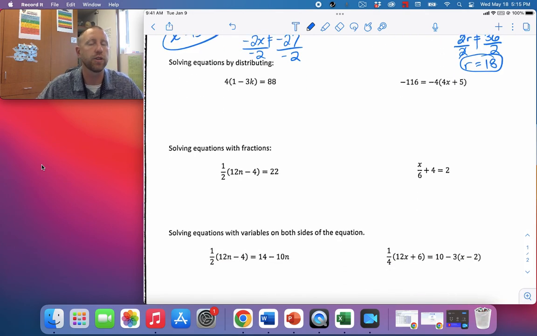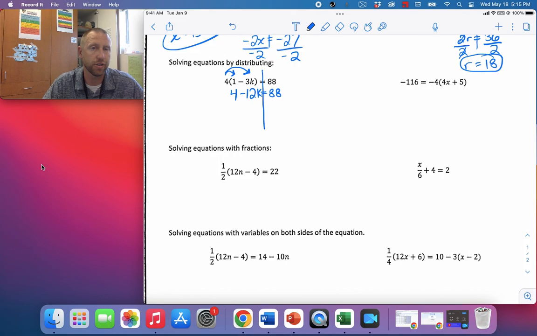Just says solving equations by distributing. Remember, anytime you see a number written outside of parentheses, you know you have to multiply that number by whatever's inside the parentheses. So that's what I'm going to do. I've got 4 times 1, and then I've got 4 times negative 3k. Well, 4 times 1 is 4. 4 times negative 3k is negative 12k. And that is all equal to 88.